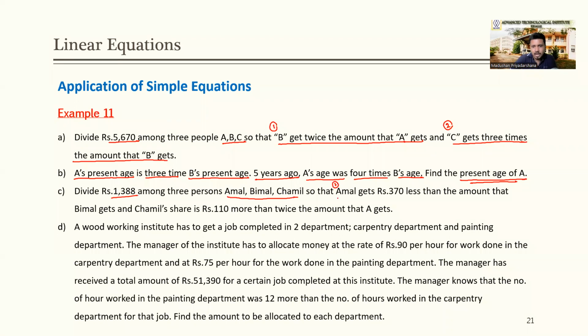So the condition is there. Amal should get what? Amal gets 370 rupees less than the amount that Bimal gets.